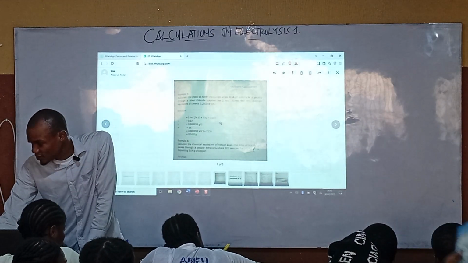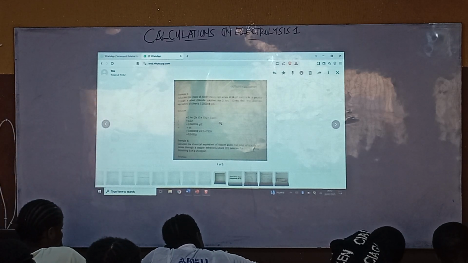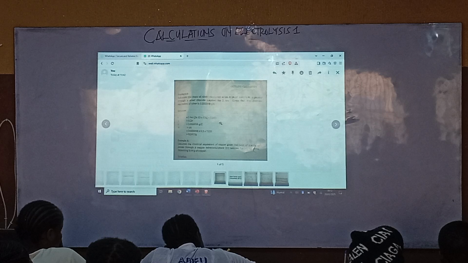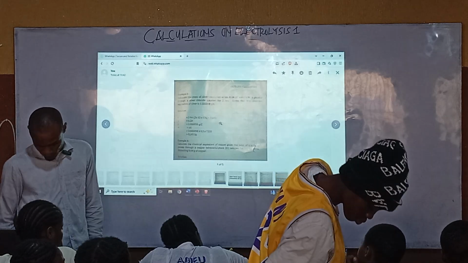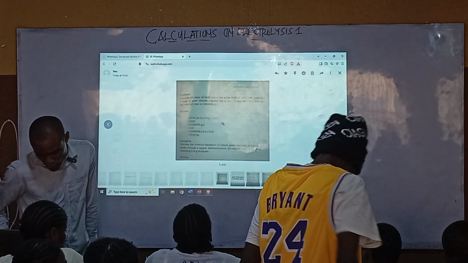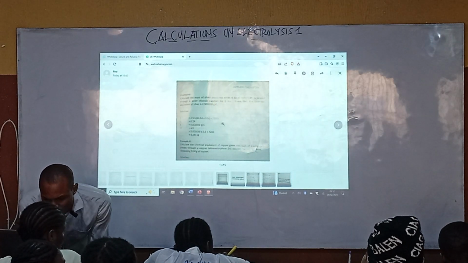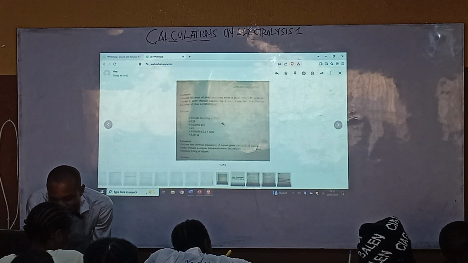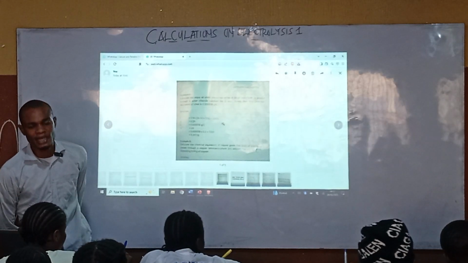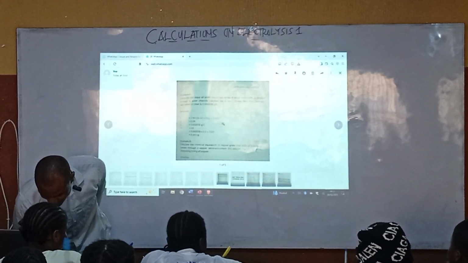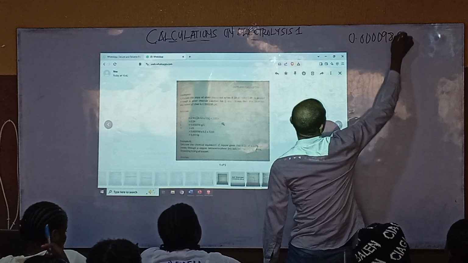Given that the chemical equivalent of silver is 0.00098 gram per coulomb.